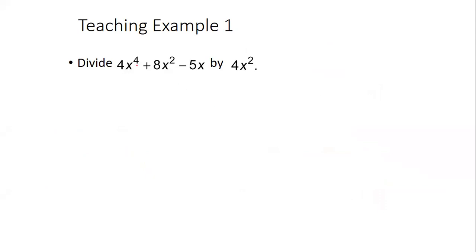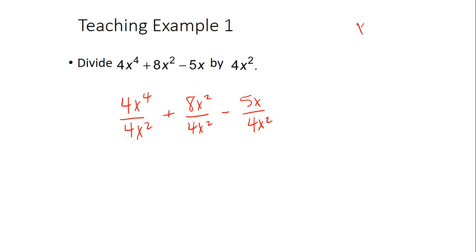Okay, so when I set this up, I have 4x to the fourth divided by 4x squared, plus 8x squared divided by 4x squared, minus 5x divided by 4x squared. Okay, what is the rule for when you are dividing powers? What are you doing with them? Subtracting. When you have x to the m divided by x to the n, that equals x to the m minus n, right? Do we remember that exponent rule?